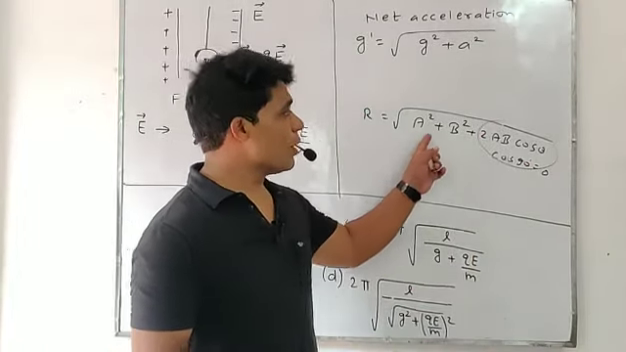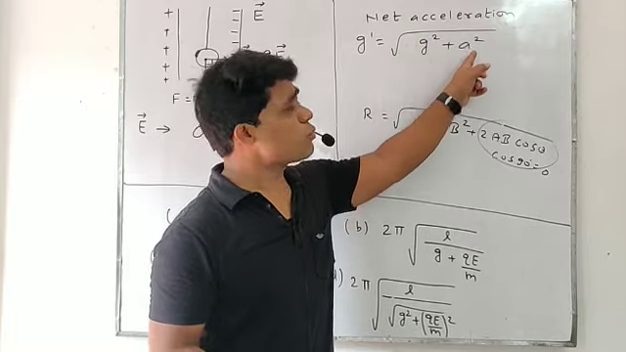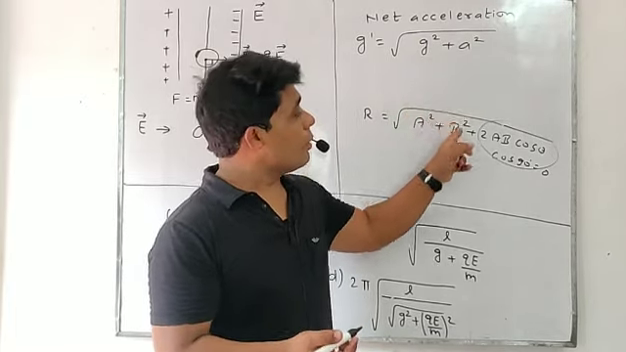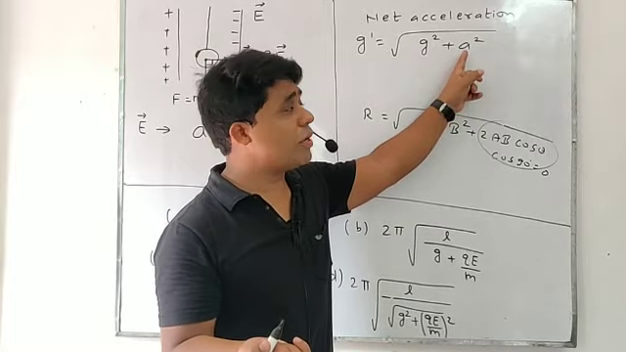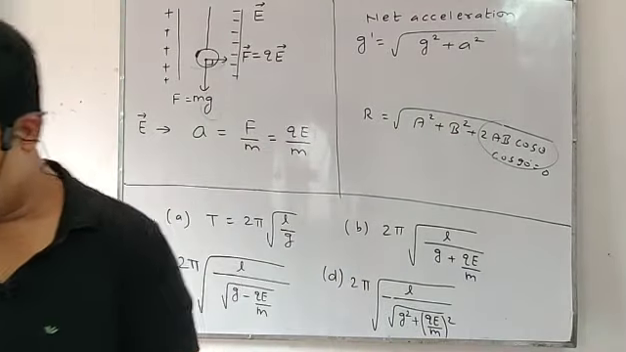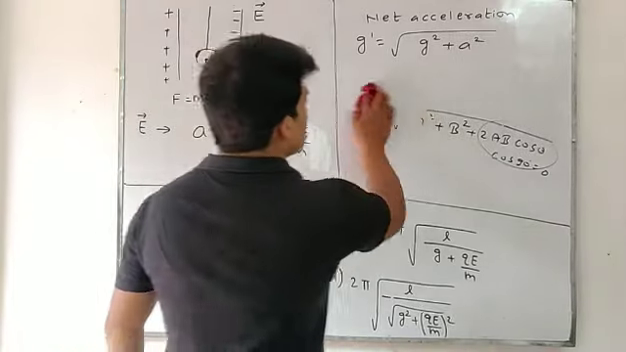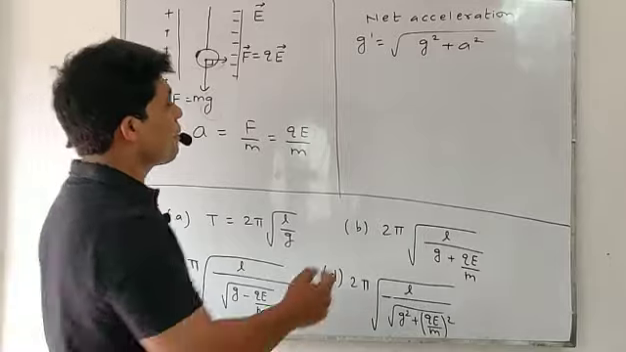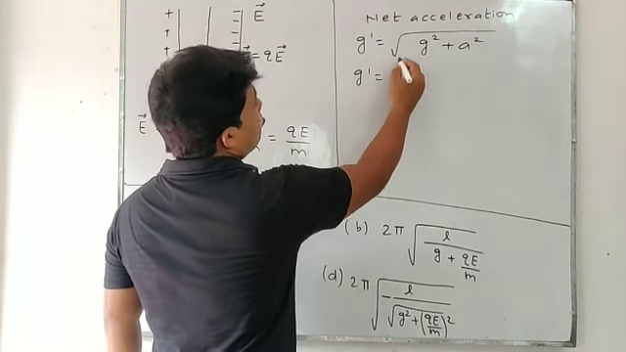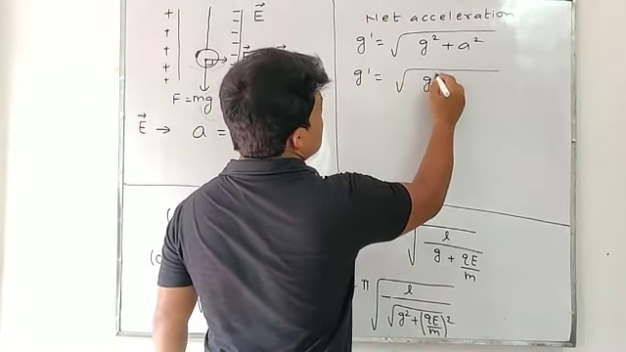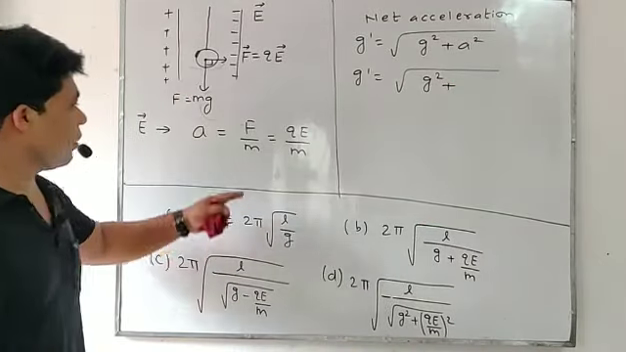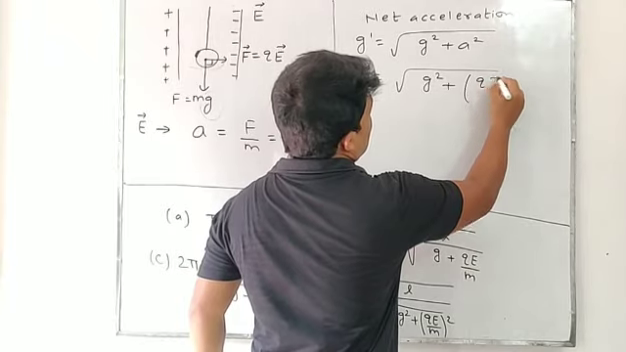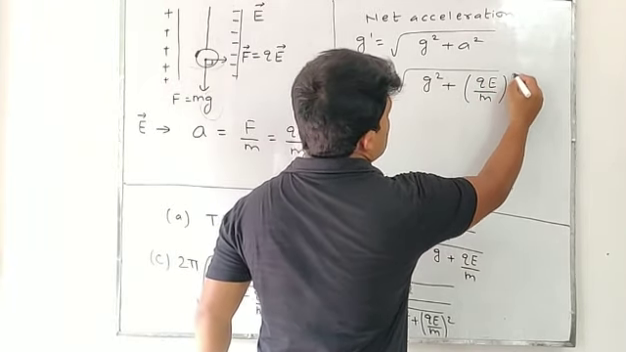So I'm going to use the formula root of A squared plus B squared. A squared means acceleration due to gravity, g squared, and B squared means acceleration due to the electric field, a squared. Okay students, now I have written the formula. g squared remains as it is. What is the acceleration due to the electric field? QE by m. So here I'm going to put QE by m whole squared.